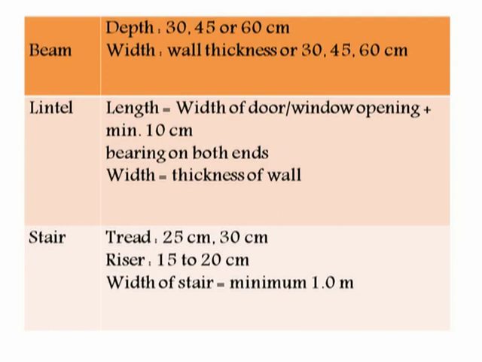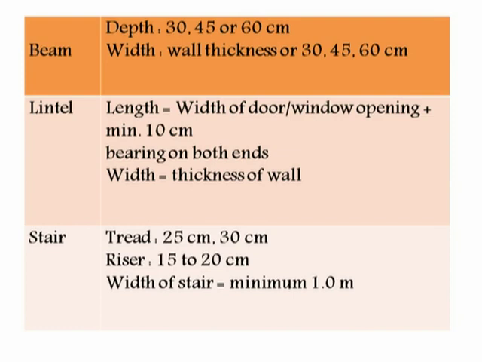The width of the beam will vary depending on the wall thickness. Depending on the wall thickness, this width will be 30 centimeter, 45 centimeter and 60 centimeter. So depth of the beam is 30, 45 or 60 centimeter, and the width will be varying from the wall thickness or 30, 45 or 60 centimeter.